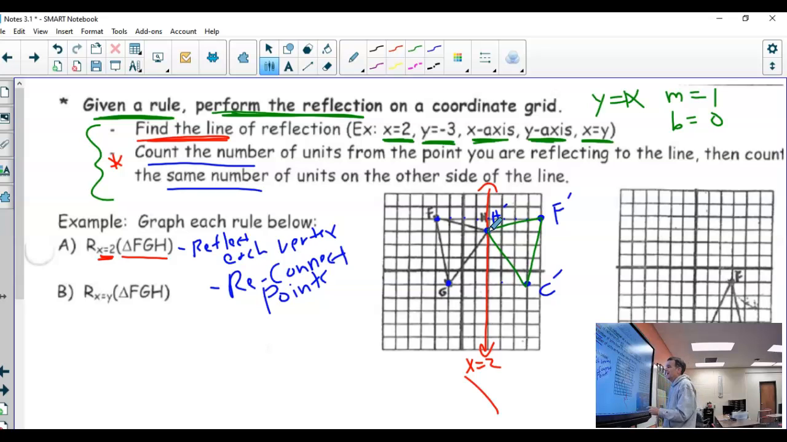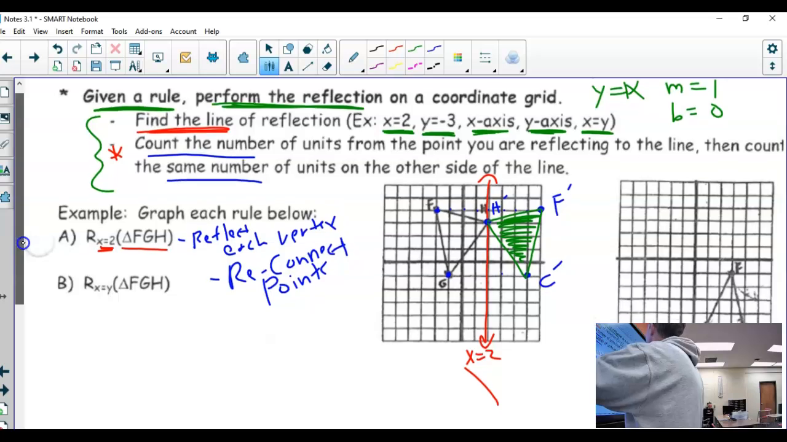It looks like a bow tie. I think it's nice on your paper. I can't do this very well on the marker board, but if you lightly shade it in with your pencil, I think that's a nice thing to do. Shade in the image. We're done with that one. Let's go to the other one.